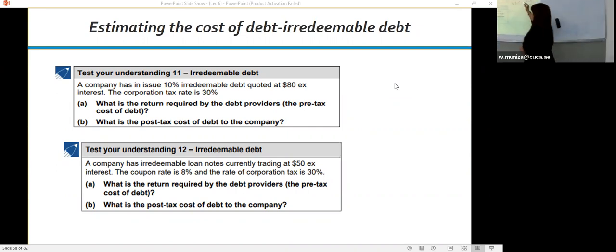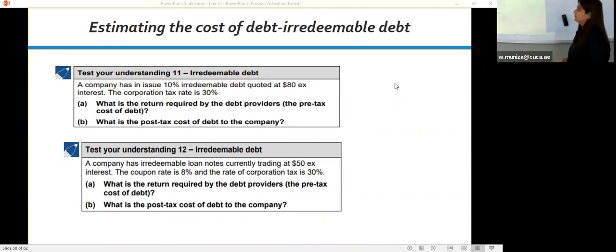A company has an issue of 10% redeemable debt. So the first one we can do first. A company has an issue of 10% irredeemable debt. I is how much? I is 10%. Then you can take irredeemable debt quoted at 80 ex interest. The corporation tax rate is 30%. Calculate the required return. Simple. Calculate and tell me.